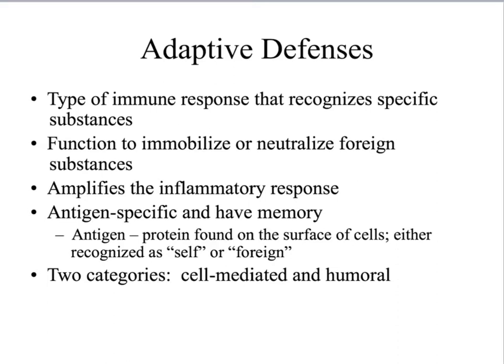Then your adaptive defenses recognize specific substances and they immobilize or neutralize them. It also amplifies the inflammatory response. All of these are antigen specific and have what is called memory. And if you remember, an antigen is a protein found on the surface of cells that allows the cell to be recognized as self, which is part of you, or foreign, which is not part of you. There are two categories of adaptive defenses, cell-mediated and humoral.